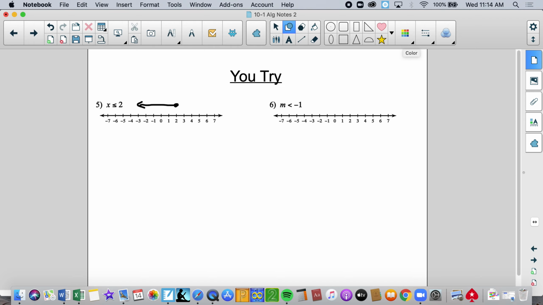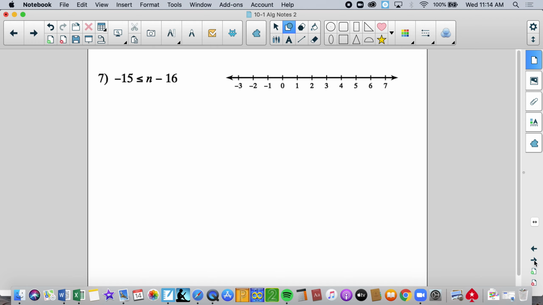Number 6, m is less than -1. That means our solutions are less than -1. It doesn't have an equal sign, so we're going to do an open circle going to the left because the solutions are less than.